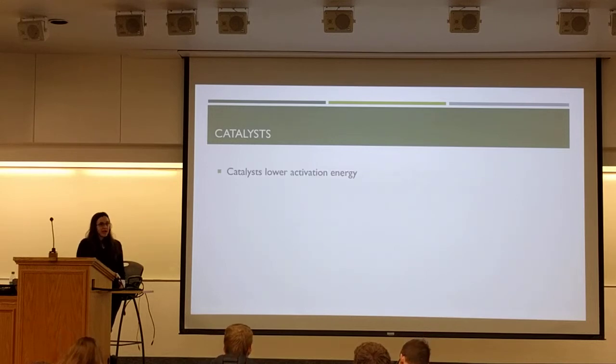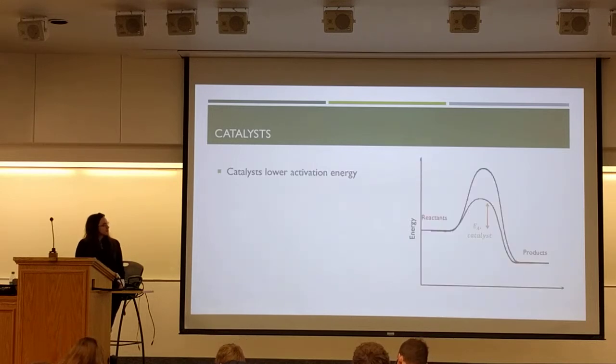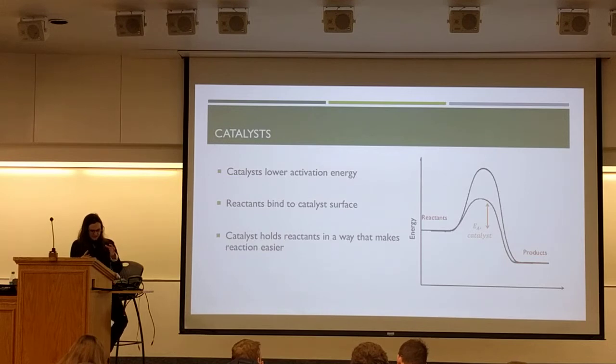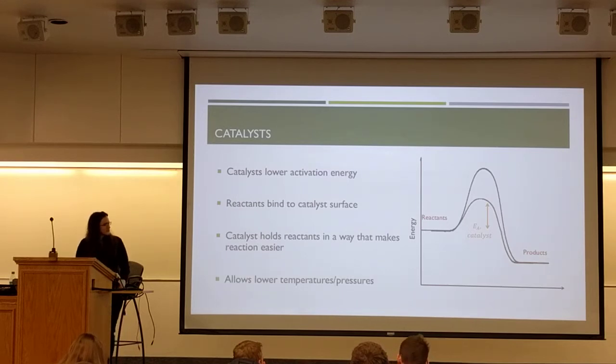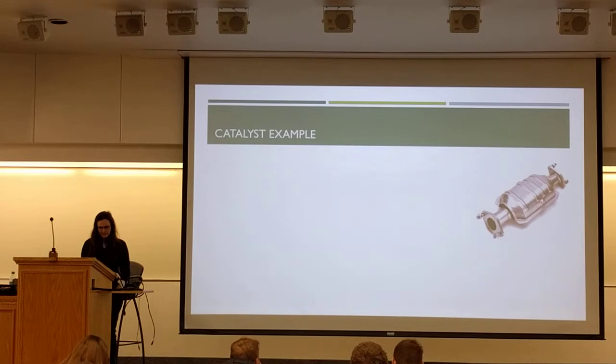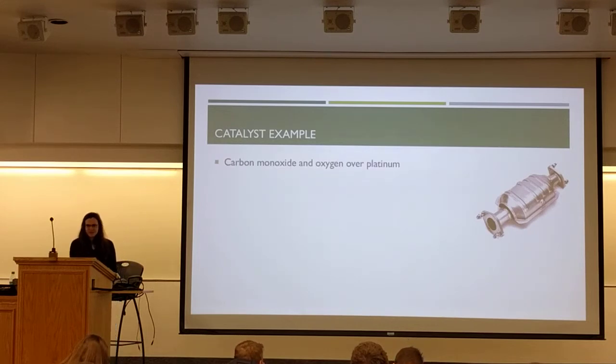Okay, catalysts lower activation energy, like so. And generally what happens is that reactants bind to the catalyst surface. The catalyst holds reactants in a way that makes reaction easier, sometimes alters them. This allows lower temperatures and pressures. Okay. I just wanted to include one example of a catalyst. So this is for the reaction of carbon monoxide and oxygen over platinum.